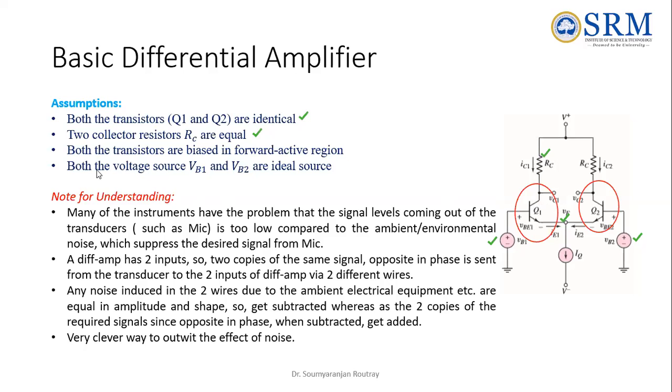And both the voltage sources VB1 and VB2 are ideal sources. You can see this VB1 and this VB2. These are ideal sources. An ideal voltage source means the resistance should be zero, and an ideal current source means the resistance should be infinite.